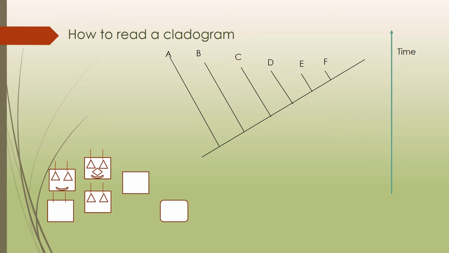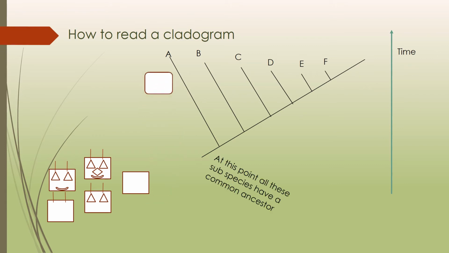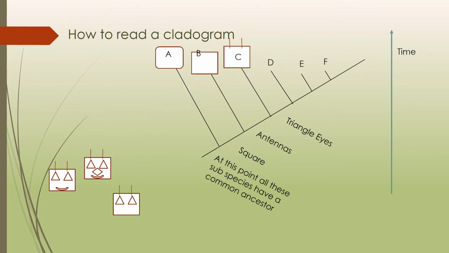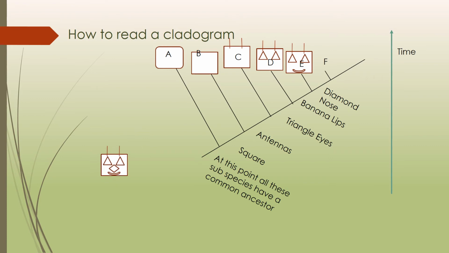The same concept that we use for the spot the difference activity is the same concept that we'll use to read and create this cladogram. So based on what we know about outgroups, we can all look at this and agree that the most distinct species in this slide is the square with the rounded edges. Then the most similar yet not so different is a square. And hypothetically, I am going to say that the next species would be the square with the antennas, then the triangle eyes, the banana lips, and the diamond nose.